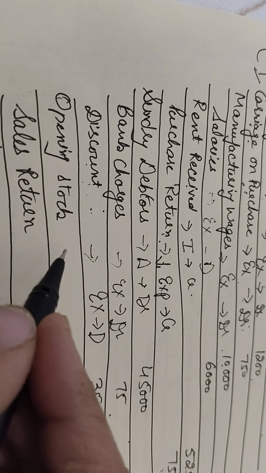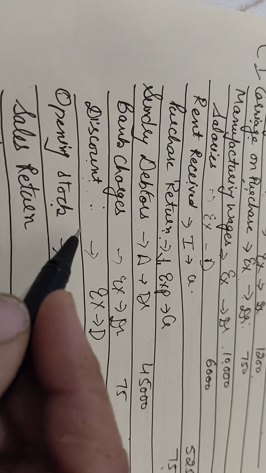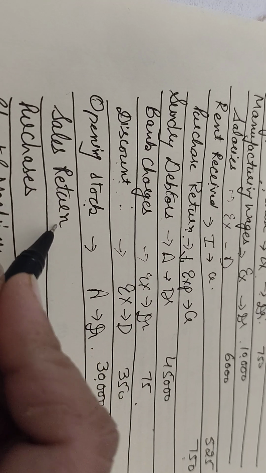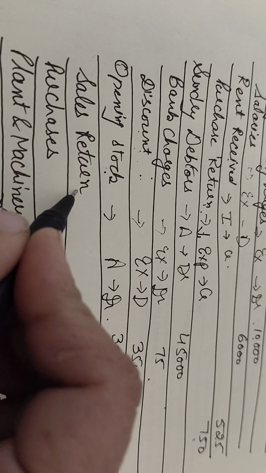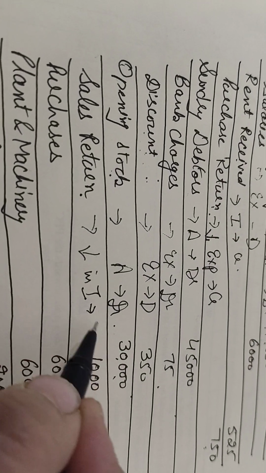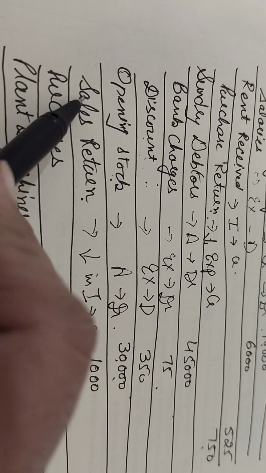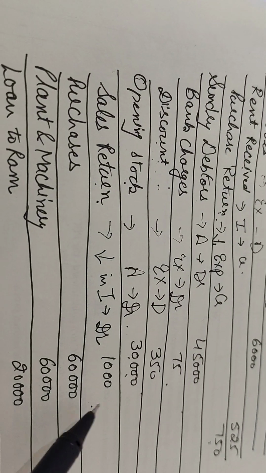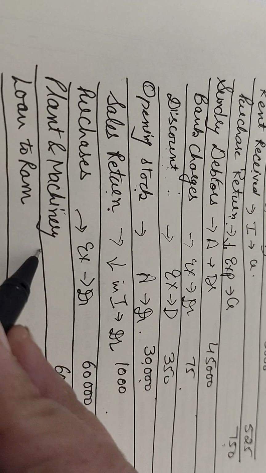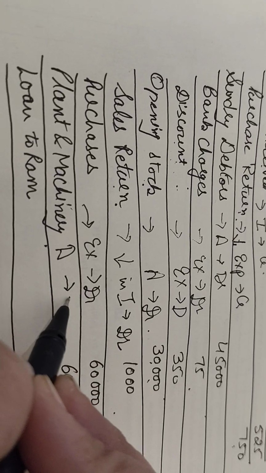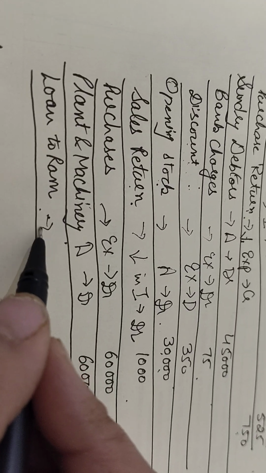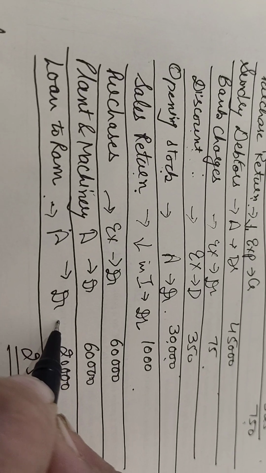Then opening stock, that is your asset, fine, so it should carry a debit balance. Then sales return. Sales are income to the business and sales return is a reduction in your income, so it should be given a debit. Sales are given a credit, sales returns are given a debit. Purchases are an expense, so they should be debited. Plant and machinery is your asset, so it should be debited. Loan to Ram, when we are giving a loan, that becomes an asset, so it should also be debited.